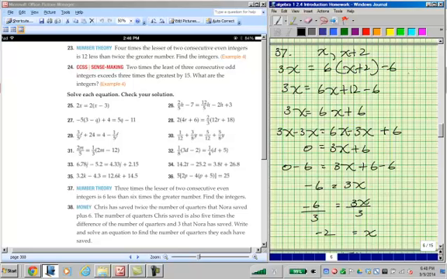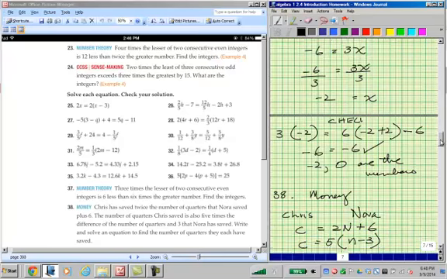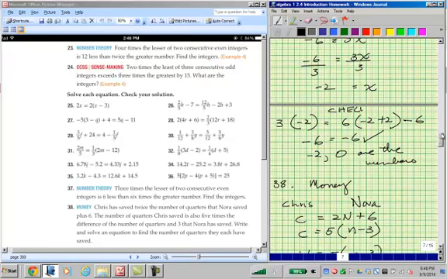Eliminate parentheses, combine like terms, get all the variables on one side. Solve for x, isolate x, x equals -2. Check it. Okay, so x is -2, therefore the larger consecutive even number has got to be -2 plus 2, which is 0.